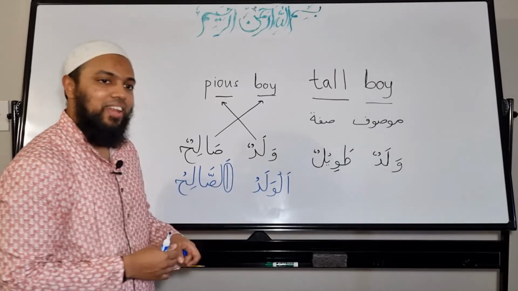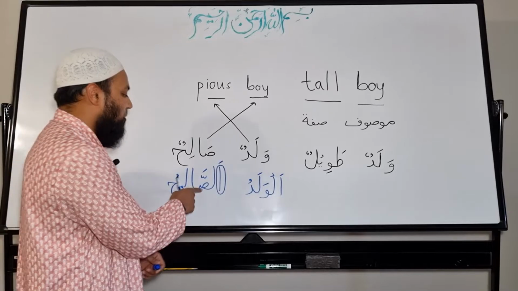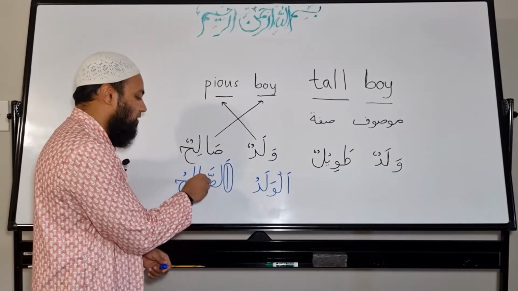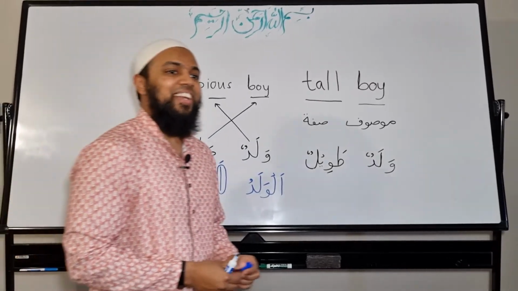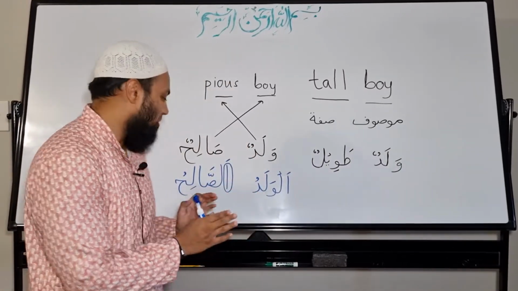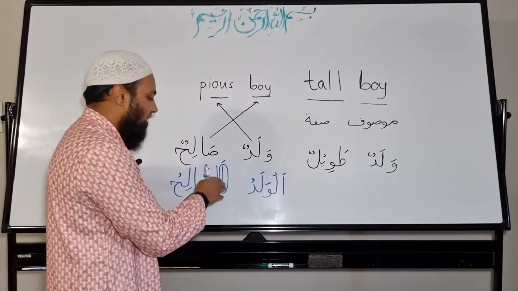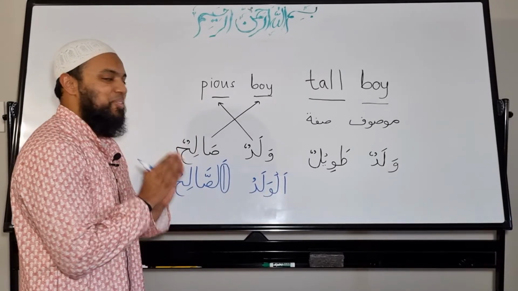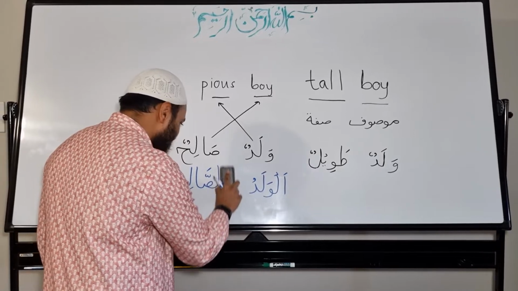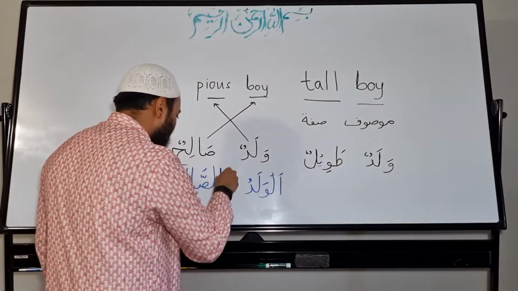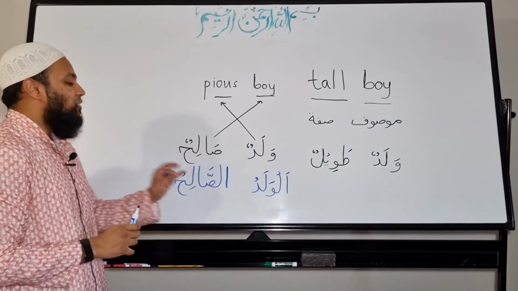Because this hamza has a name. Do you remember the name? It's called hamzatul wasl. That hamzatul wasl is just for support. If nothing is there before it, then that hamza is read. If there's something, that hamza stays there but is not read. So we still write this, but we don't read it. So what does it become? Al waladu salihu. So that was about the hamza.